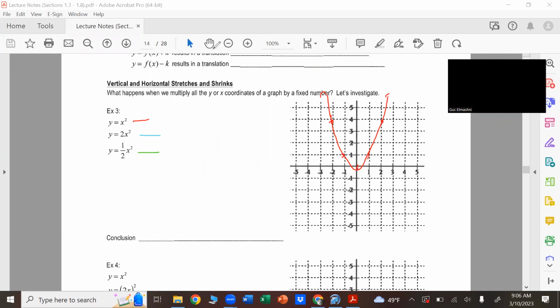Now, what do you think happens for the blue curve? The 2. What do you think that 2 is going to do? Yeah, all y coordinates get multiplied by 2. So guess what? I'm going to do this.